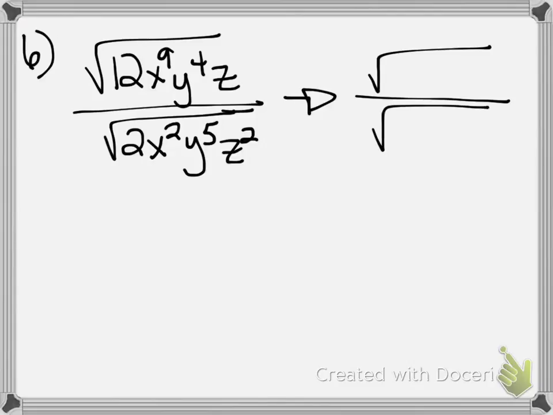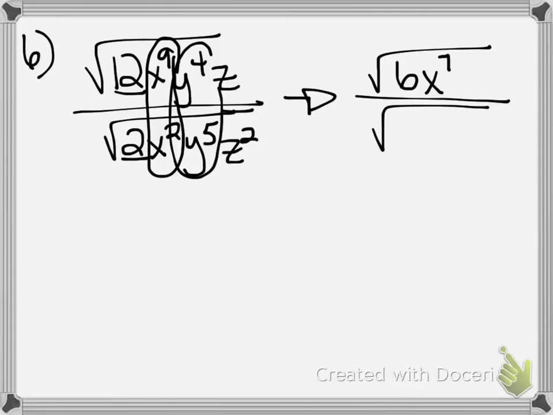Okay? So what I can see is the 12 and the 2. 12 divided by 2 is 6. So I get the 6 there. Then I'm going to look at my x's. So I have x to the 9th over x to the 2nd. 9 is bigger, so my x is going to stay in the numerator. And 9 minus 2 is 7.